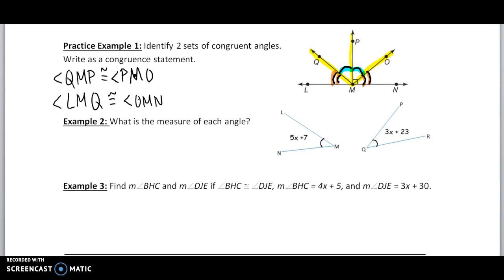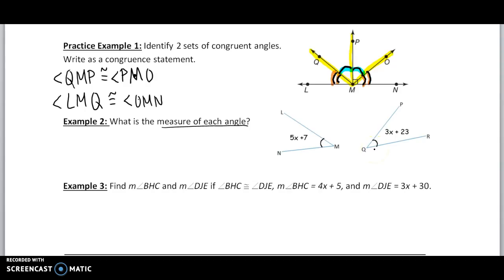Okay, so example 2. First thing I noticed when it wants to know the measure of each angle is that in the end, I need to state what the measure of each angle is. Okay, so it's not just solving for x. So I know that. Then I look at the picture, I look at the diagram, and I see that angle NML has one arc at its angle, and that PQR, angle PQR, also has one notch.